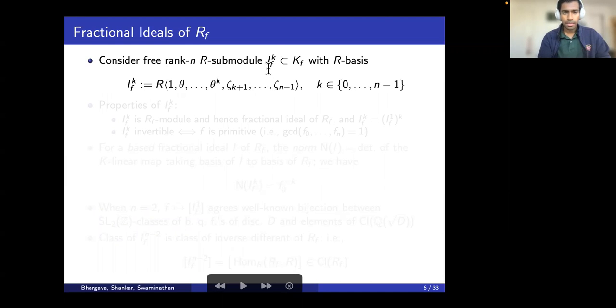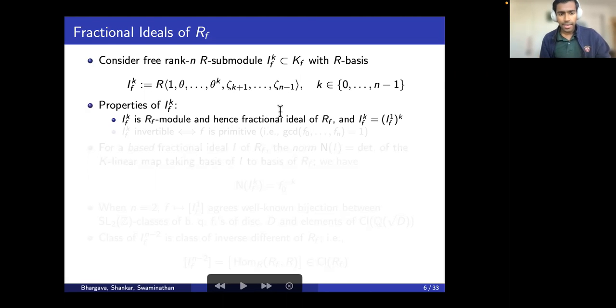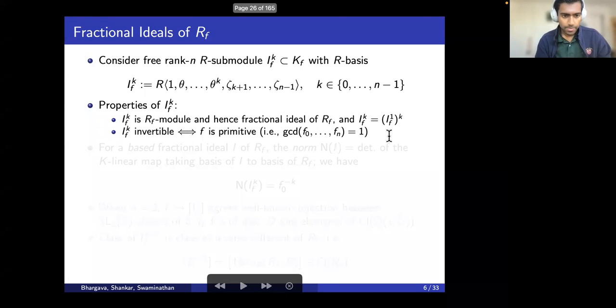So let's consider the R submodule IFK sitting inside KF. Here, k is an index from 0 up to n minus 1. And IFK is going to be a free rank n R submodule with this basis: 1, theta, up to theta to the k, followed by zeta k plus 1 up to zeta n minus 1. Now, it turns out that IFK actually has the structure of an RF module. So it's in fact a fractional ideal of RF. And this notation IFK makes sense because IFK is just the kth power of IF1. Another interesting property of IFK is that it is invertible precisely when f is primitive as a binary form, meaning that the GCD of its coefficients is 1.